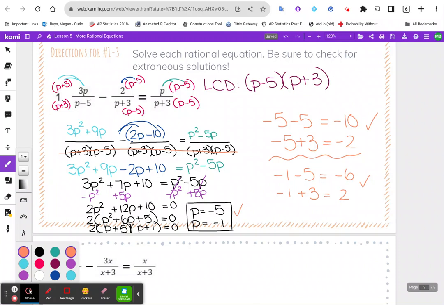They are both my solutions for this. We've checked them for extraneous solutions. I'm good to go.